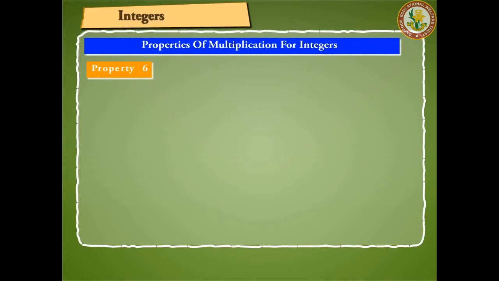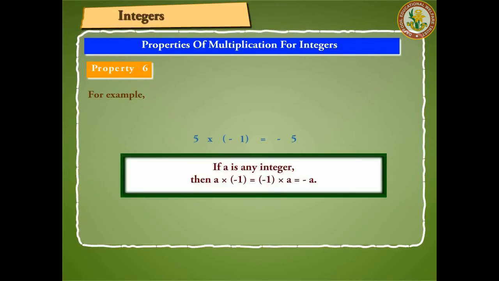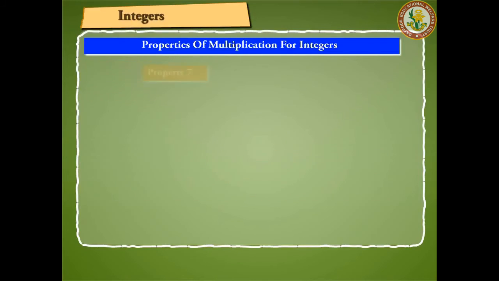Property 6. Let us multiply an integer by -1. For example, 5 × (-1) = -5. Hence, if a is any integer, then a × (-1) = (-1) × a = -a.